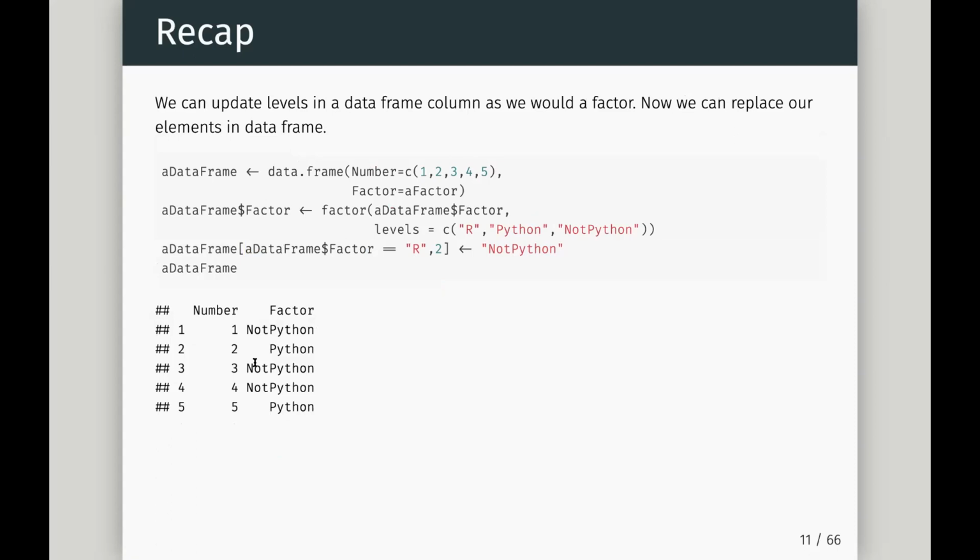To fix that, we need to set up front or change later the levels of my R factor. Even though we only had R and Python in there, I also added a level for not Python. Then when I tried to replace every value which was R in that second column with not Python, now it worked. The reason it works is because I set the levels.